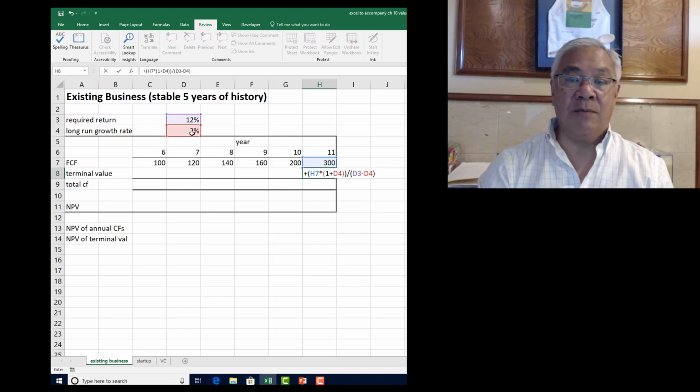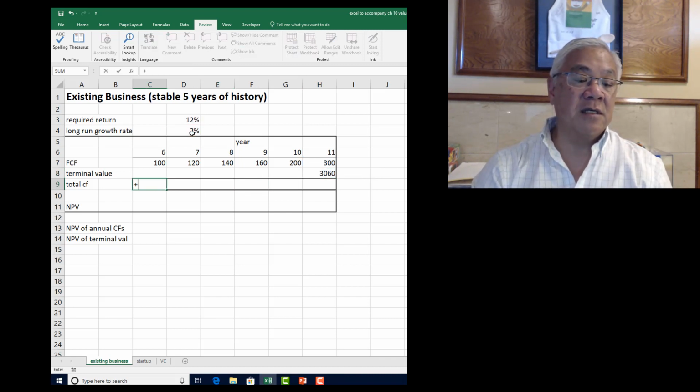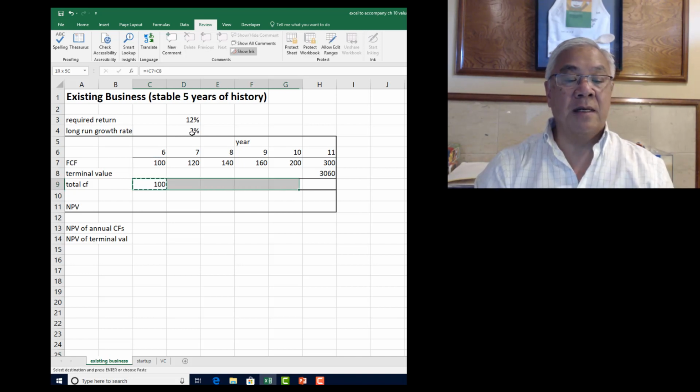And that gives us a large number of what we would theoretically sell it for at the end of year 11. That number would be 3060. Now we have cash flows. So we have the 100 plus whatever the terminal value is, and we have those for the period of time, the 6 years. Then we can pull the net present value.